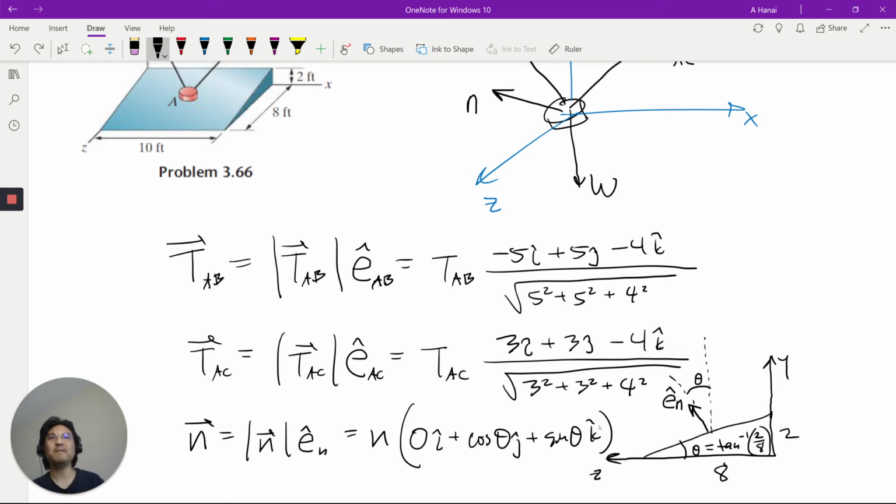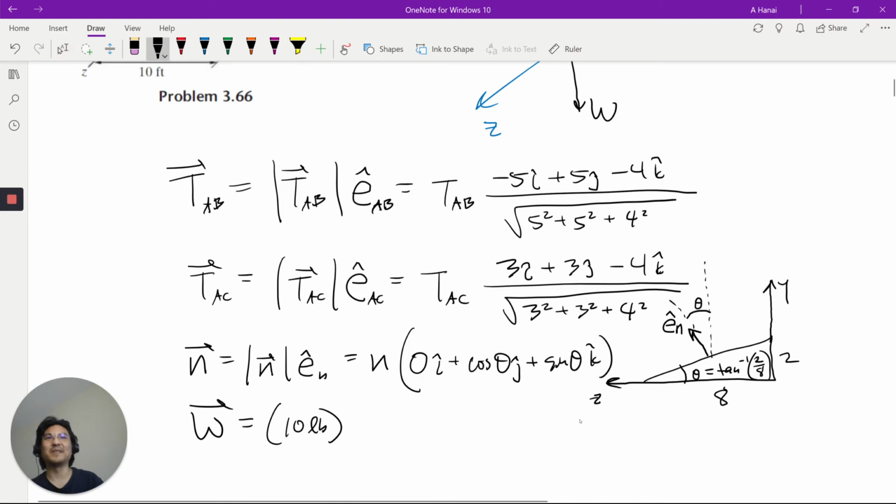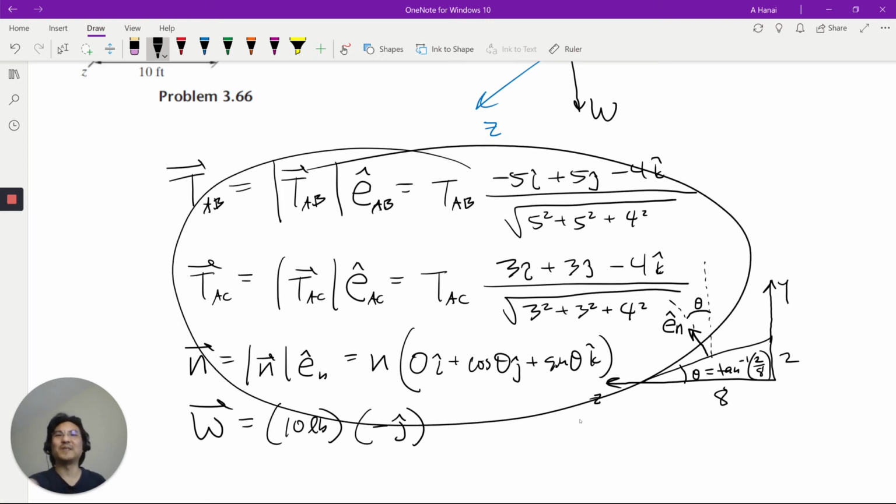Okay, and then the weight is a vector, it's 10 pounds, and vertically down, right, in the negative j direction. Okay, so we got all 4 vectors expressed.